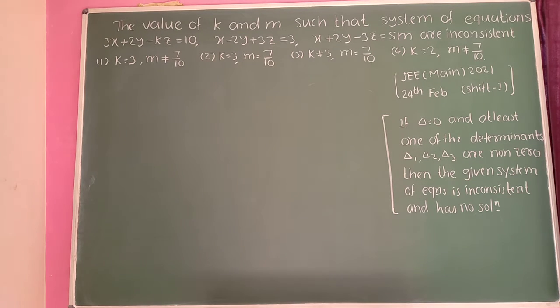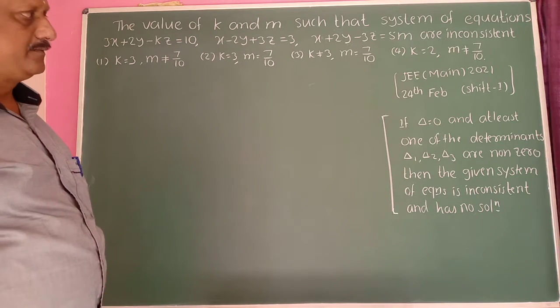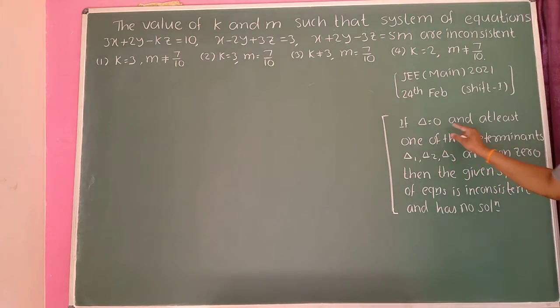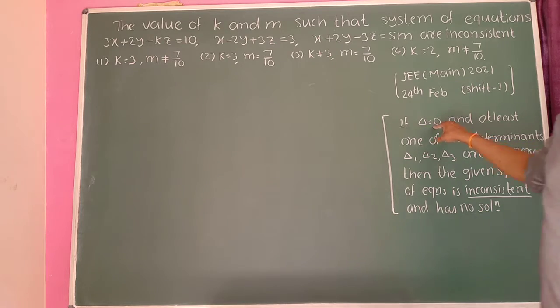Find the values of k and m such that the system of three equations is inconsistent. Any one of four cases is possible here. You know the condition: if delta is 0 and at least one of the determinants delta 1, delta 2, delta 3 is non-zero, then the given system of equations is inconsistent and has no solution. In this case, delta must be 0 here.